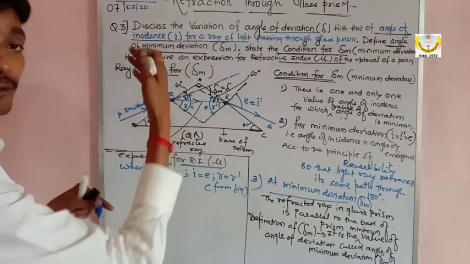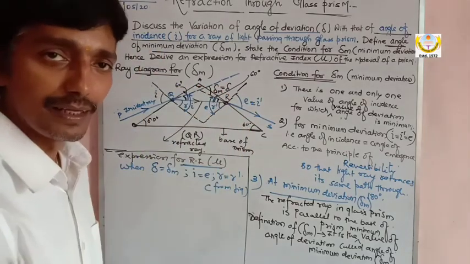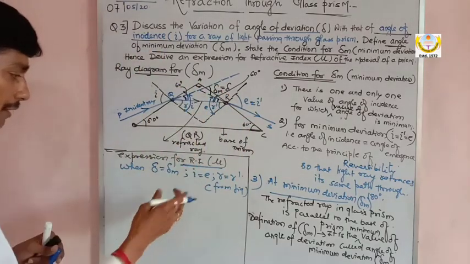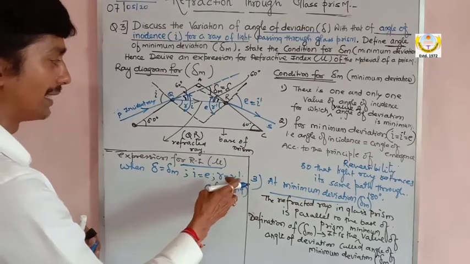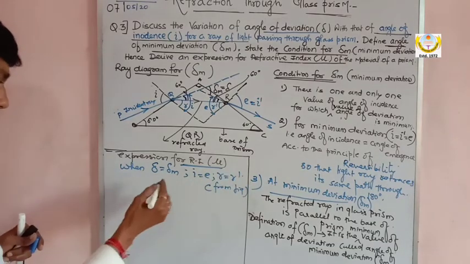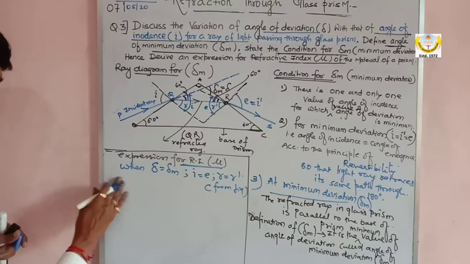I hope it is clear, my dear, by the geometry of the figure. So I is equal to E, and R is equal to R dash. Now, my dear, what if I use Snell's law?